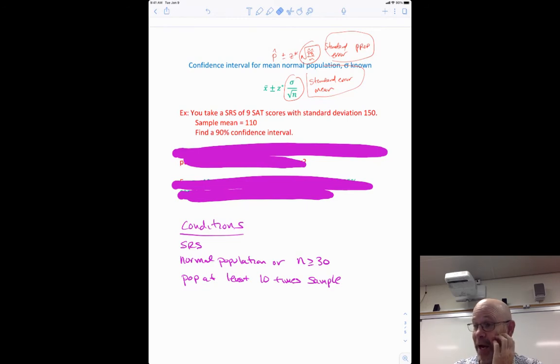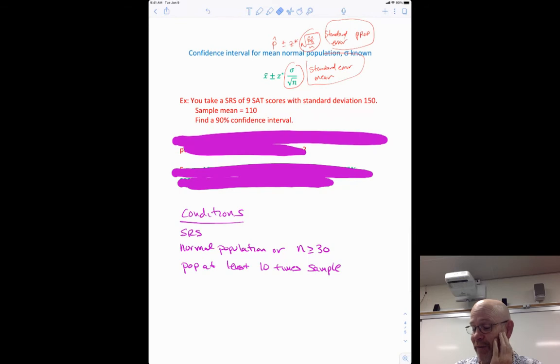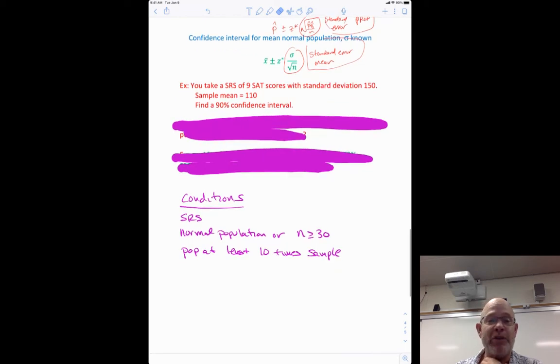We take a simple random sample of 9 SAT scores with a standard deviation of 150. The sample mean that we get from those 9 scores is 110. Find a 90% confidence interval. Normally I would write in the problem, I just shortcutted this, they would tell you that the population is roughly normal. Okay, so the SAT scores are roughly normal.